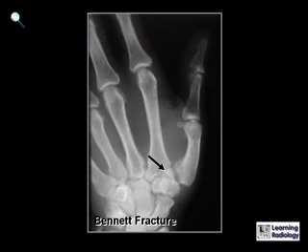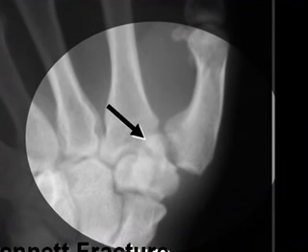This is an example of a Bennett fracture. The black arrow is pointing to the palmar beak fragment that continues to articulate with the trapezium while the remainder of the thumb is displaced laterally.